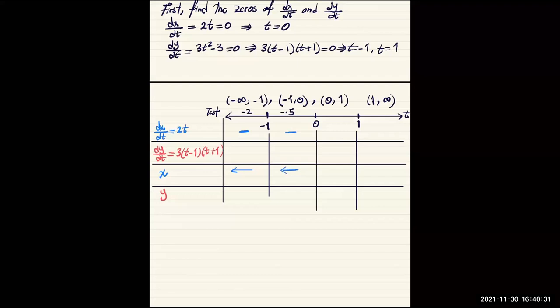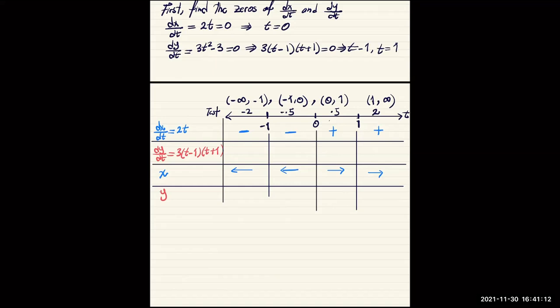Here we can test 0.5. 2 times 0.5 is positive. Motion is to the right. And over this interval, you can test, say, 2. Put 2 here, you get 2 times 2, that's a positive 4. Positive, right. All right, and guys, please stop me if you have questions. Now, we're gonna take those test points and plug them into dy dt to determine a sign.